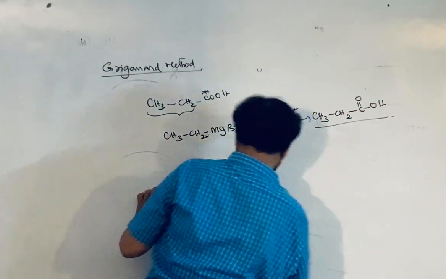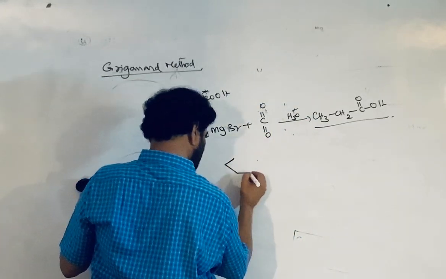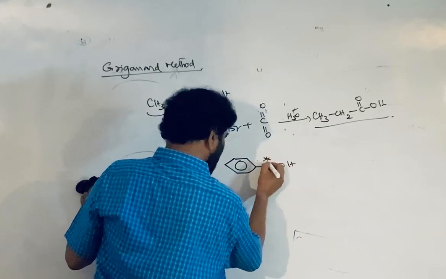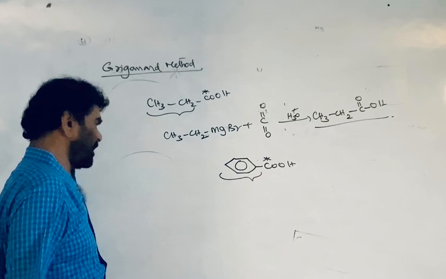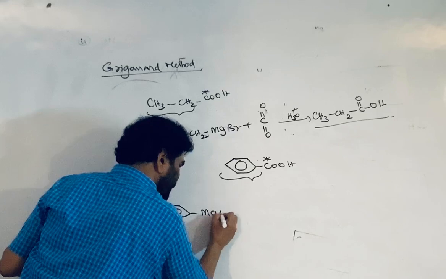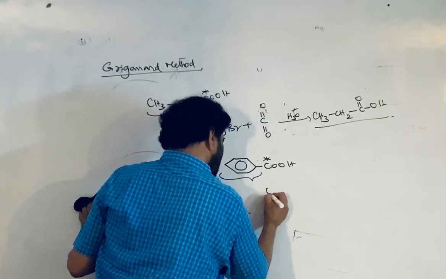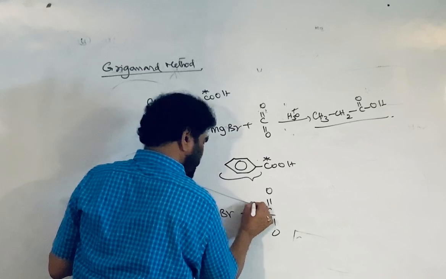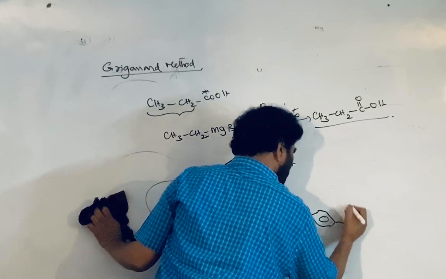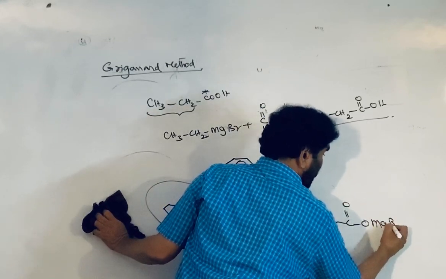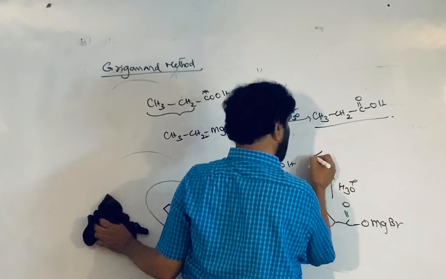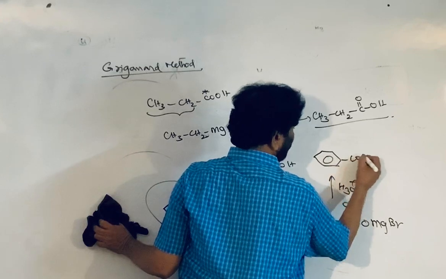To prepare benzoic acid in this method, the carboxyl carbon should come from carbon dioxide and the phenyl group from the Grignard reagent. Therefore, the Grignard reagent should be phenyl magnesium bromide, and the phenyl carbanion attaches to carbon dioxide. That leads to C double bond O, OMgBr, which on hydrolysis converts the salt part to the carboxylic acid; benzoic acid is formed.